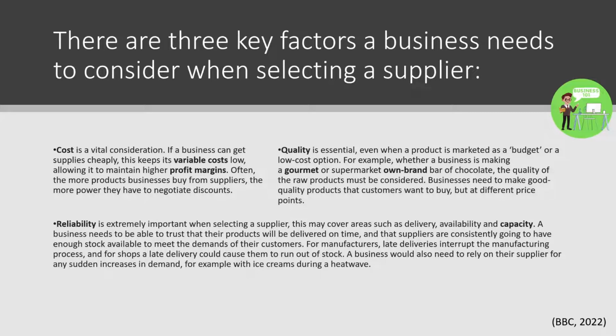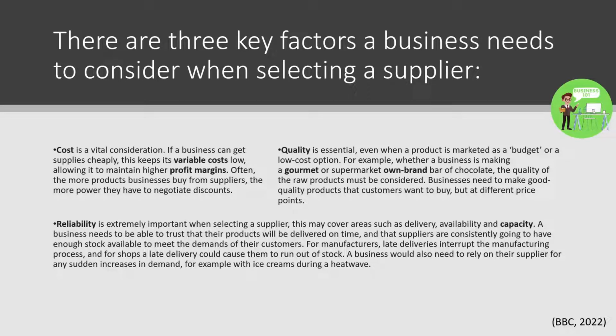And reliability. Reliability is extremely important when selecting a supplier. So this may cover areas such as delivery, availability, and capacity. So a business needs to be able to trust that their products will be delivered on time and that suppliers are consistently going to have enough stock available to meet the demands of their customers.